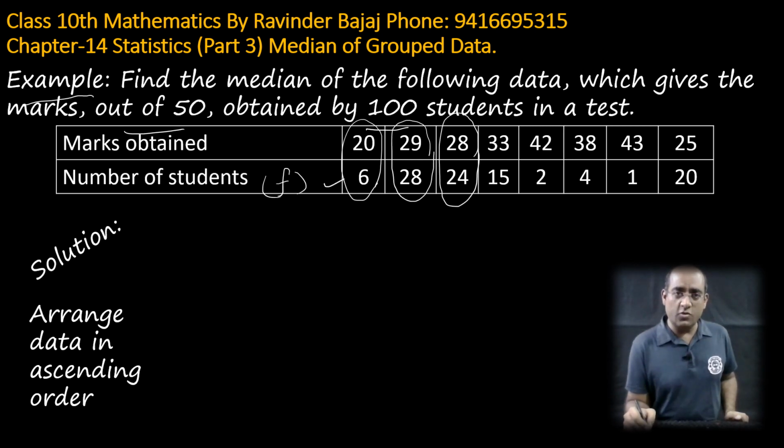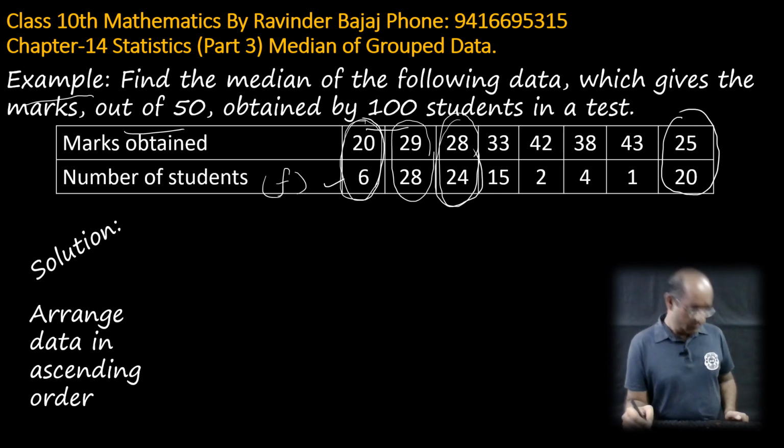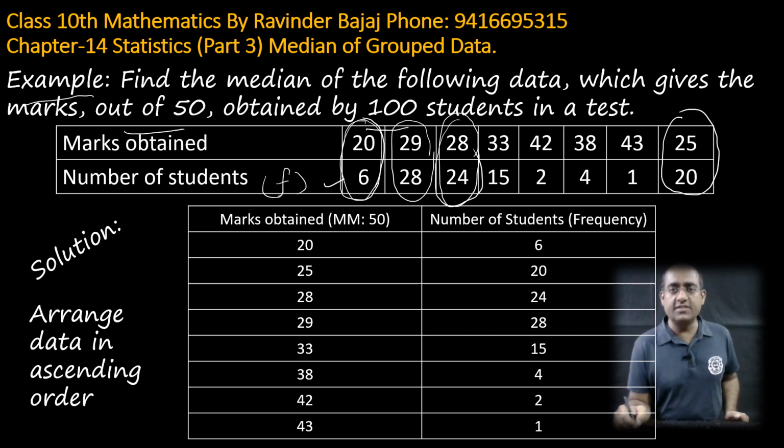The lowest marks are 20, so this is at the first location. After 20, the next value should be 25. After 25, 28 is the third value, then 29. In this way, we can arrange this data in ascending order. This is the data arranged in ascending order.